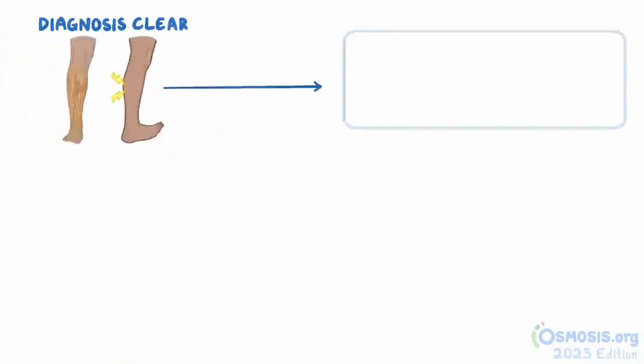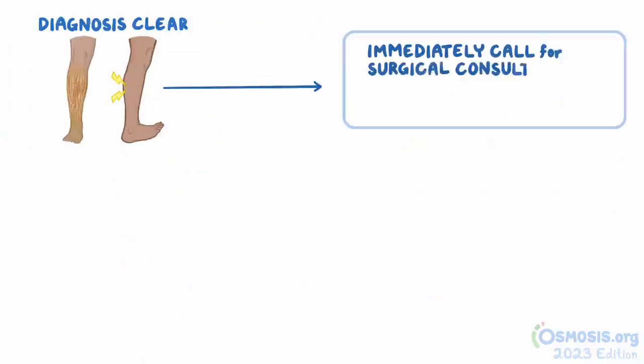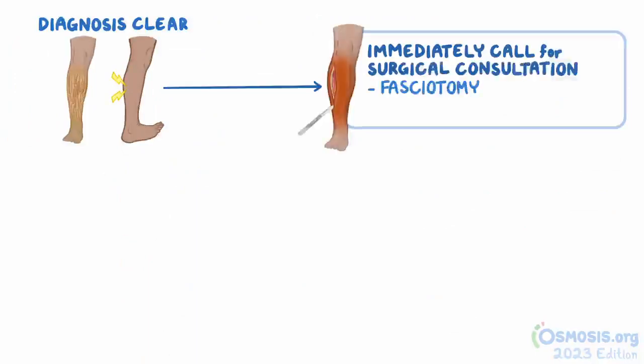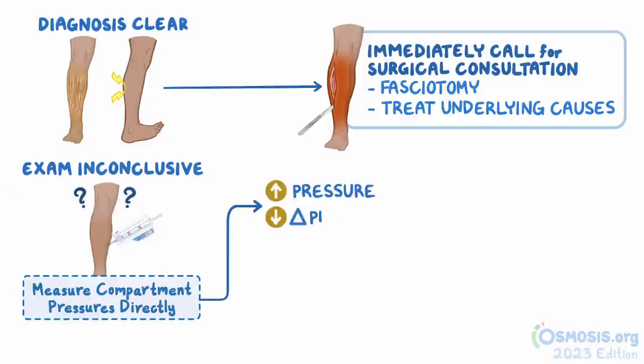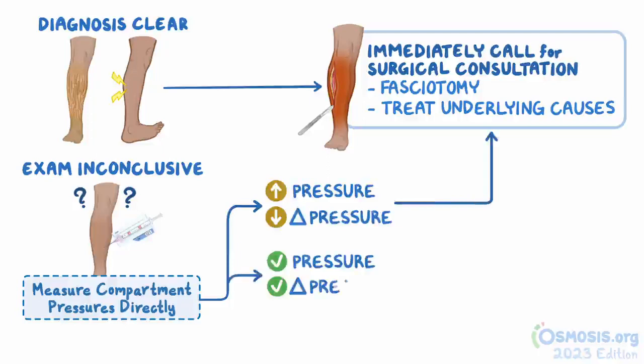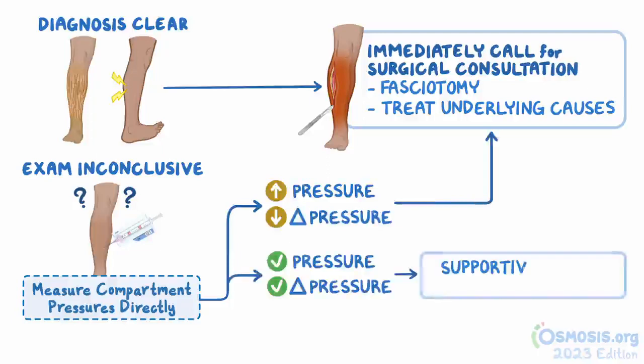When the clinical diagnosis is clear, such as a patient with a tense wood-like compartment and pain to passive stretch, immediately call for a surgical consultation for an emergency fasciotomy and treat any underlying causes. However, if the exam findings are inconclusive, measure the compartment pressures directly. High compartment pressure or low delta pressure requires fasciotomy. Normal compartment pressure and delta pressure should be managed with supportive care and hourly reassessment.